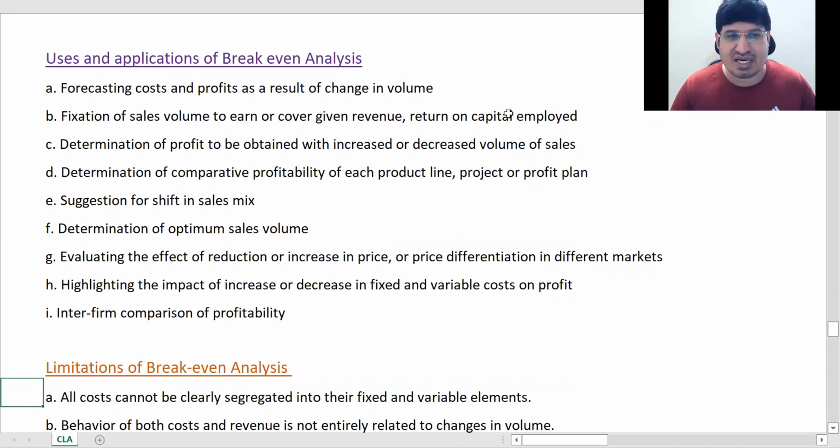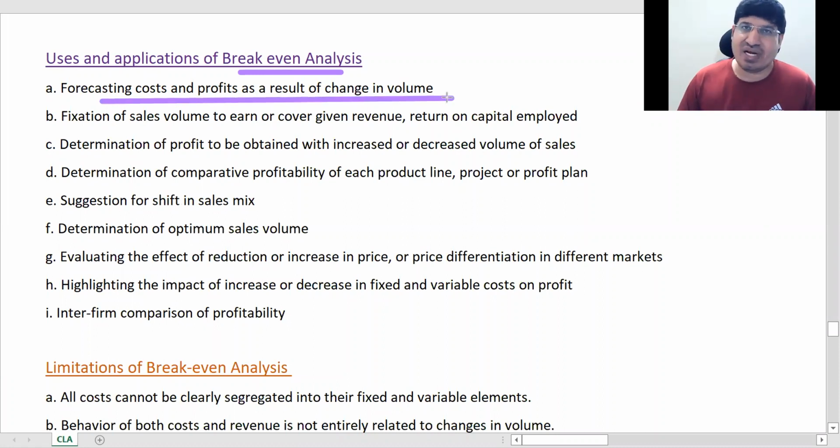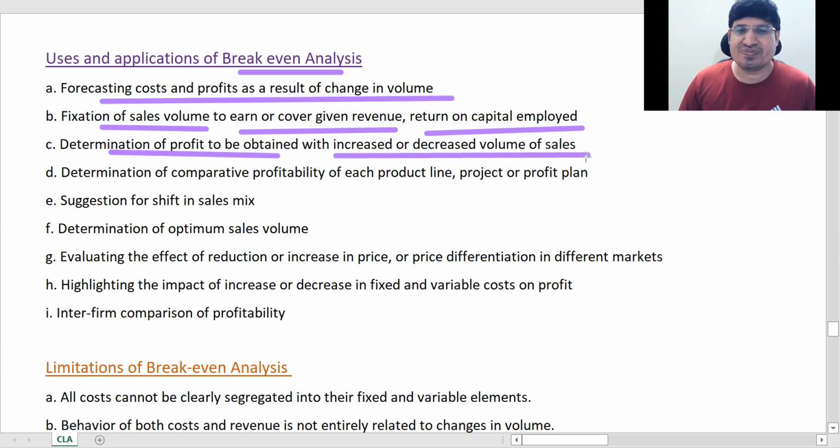The uses and applications of break-even analysis, I will tell you. Some theories we had left to do later, we will do that also. So the uses of break-even analysis are for forecasting costs and profit as a result of change in volume, which is what we did here. Fixation of sale volume to earn or cover a given revenue, return on capital employed. That is the sales at desired profit we saw here. Determination of profit to be obtained with increase or decrease in sales, that is profit at desired sales again.